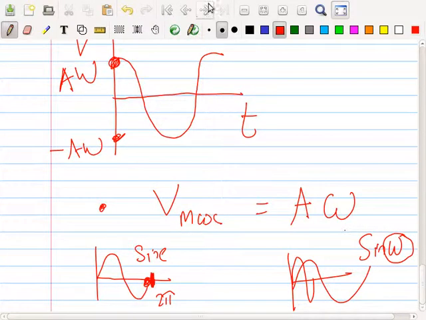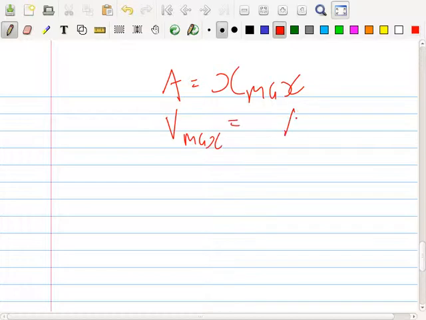Anyways, I'm still just trying to get the idea of the formulas to you. So far we have A equals x max and V max will equal A omega. But I haven't said what the omega is. But if you look here for the moment, here on the graph, if this was just a normal sine graph, where would this be? This would be 2 pi.